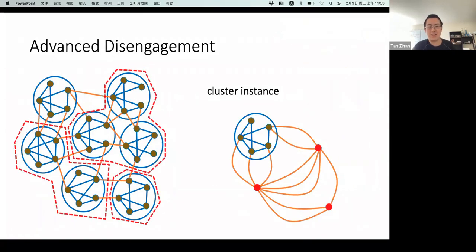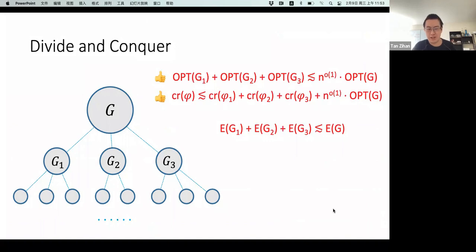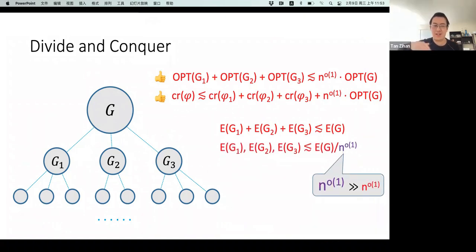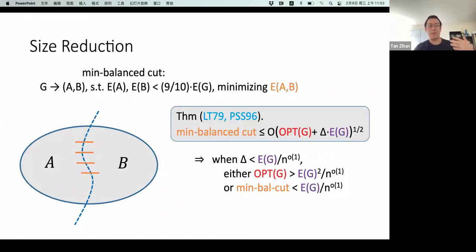So the last property that we want to ensure is that the total number of edges is bounded. And for this divide and conquer to work, we also need the number of edges to decrease at each level by a factor of n to the little 1. And this n to the little 1 has to be larger than the red n to the little 1 in order for the whole divide and conquer to work. This is achieved by applying minimum balanced cut recursively to the graph.